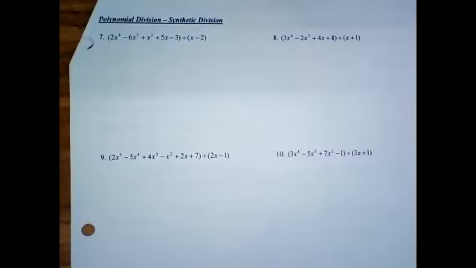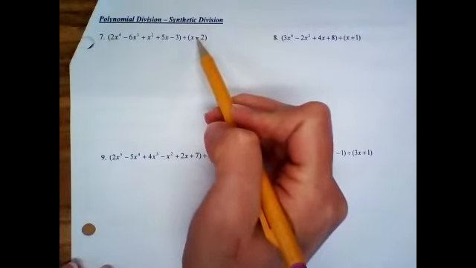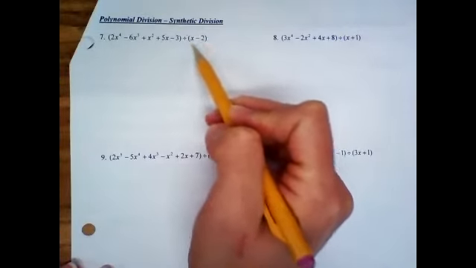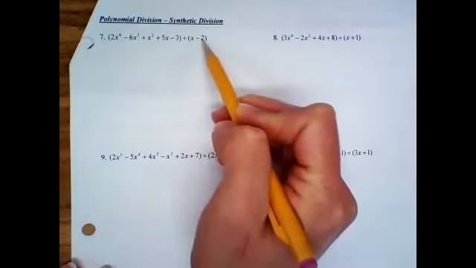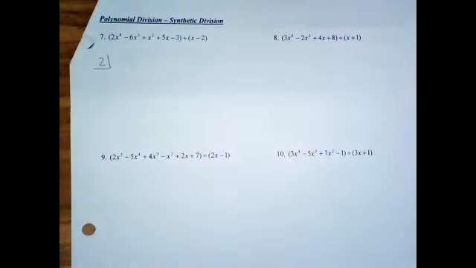Okay. The first thing you're going to do is look at whatever you're dividing by and decide what makes that 0. So, hey guys, what makes this 0? 2. You are going to put 2 in a little box off to the side. Then what you're going to do is steal all the coefficients from the rest of the problem. You're just going to steal the coefficients.